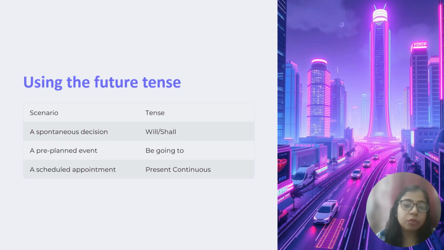Next, using the future tense. How to use the future tense? Okay. A spontaneous decision. So when we are making a spontaneous decision right there, right then, we use will and shall. Then a pre-planned event, something which is already planned, we use be going to. Then scheduled appointment, we use present continuous, which I already told you in the last slide, but it is shown in a well-informed way, so you can note it down as a table.